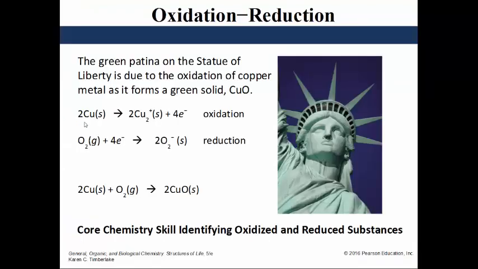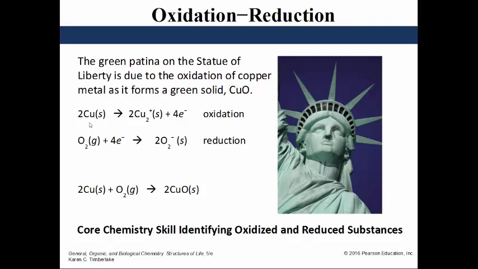A famous example of an oxidation-reduction reaction is the Statue of Liberty, and how it has that very distinct pale mint green color to it. The outermost layer of the Statue of Liberty is a version of copper called copper carbonate. Now as this layer oxidizes, it forms a green solid, copper oxide. And here's how the Statue of Liberty gets that color.